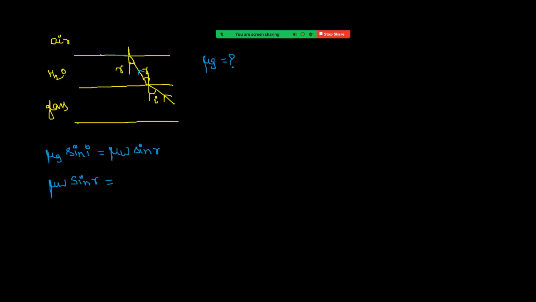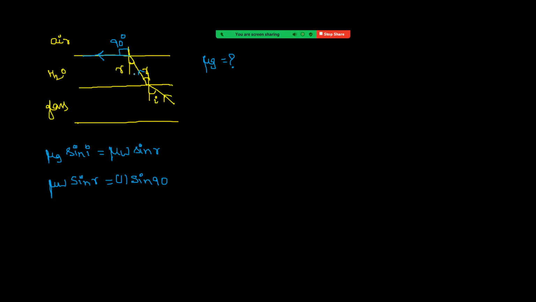parallel to the surface. This is now the condition given. That means the angle of refraction is 90. Then see what we get here: mu of air, that is 1, into sin 90. That means see what we can write: mu of glass into sin I is equal to mu of air into sin 90.